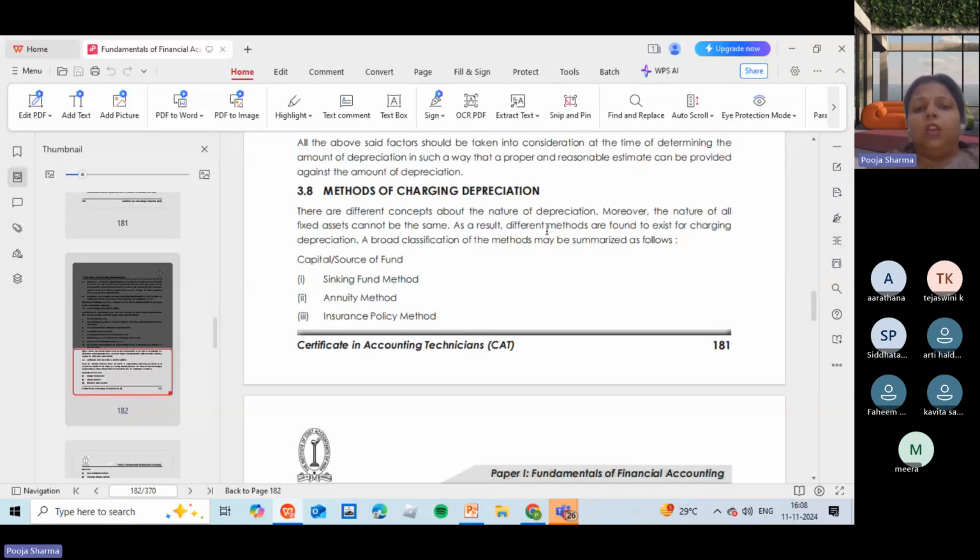Okay. Now, methods of charging depreciation. We have three methods: sinking fund, annuity, and insurance policy method.